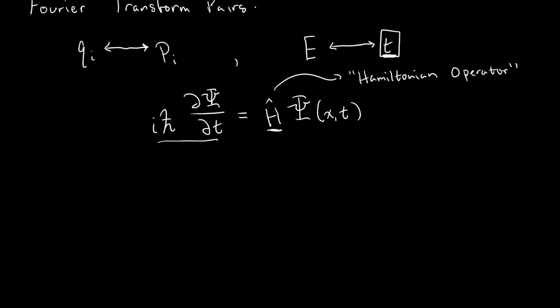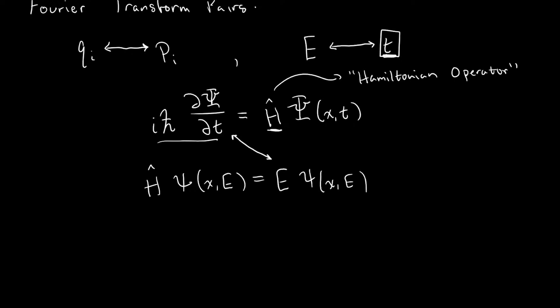And then if I live in the other space, I'll write this as h hat acting on psi, actually I'll call it a lowercase psi of x and energy, it just gives me back my energy. This is how we define this Hamiltonian operator. It acts in different ways depending on which space we're living in. But you see that this relation here essentially is our Fourier transform relation.